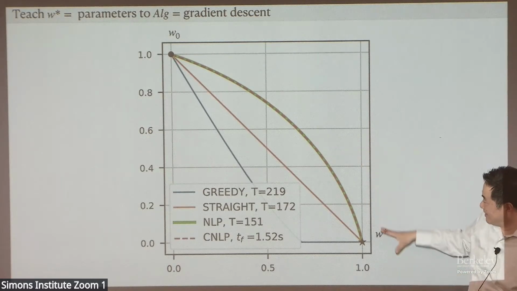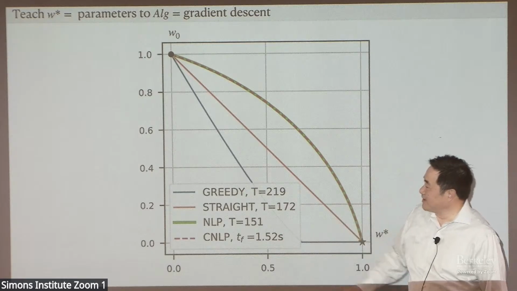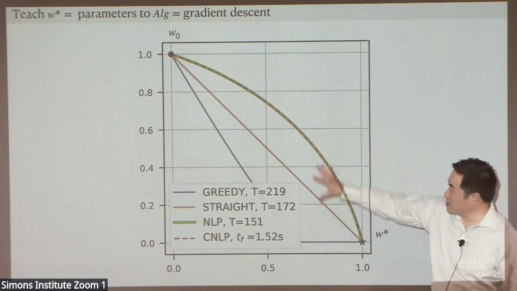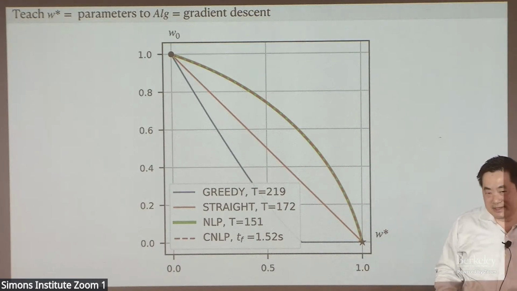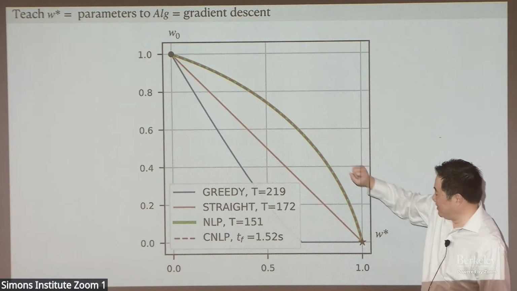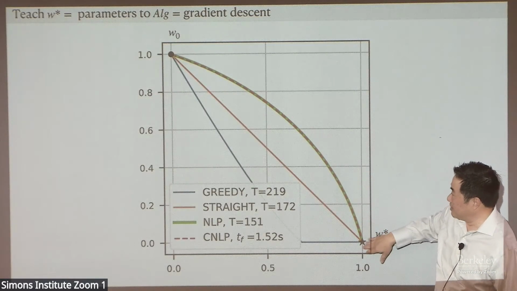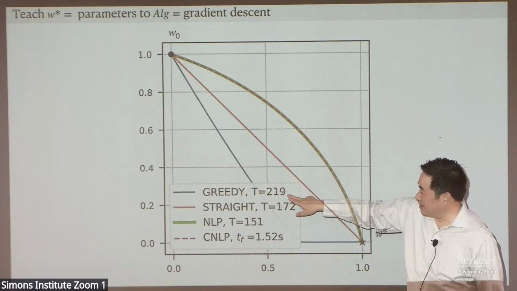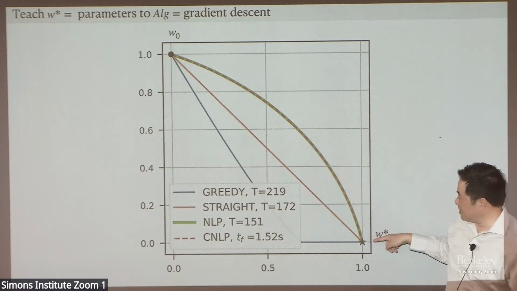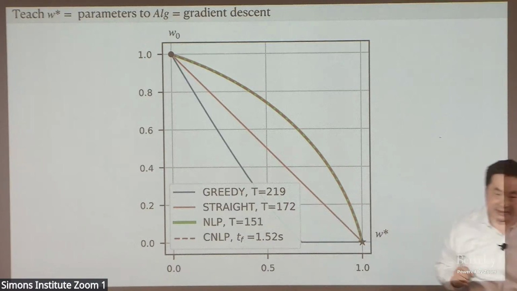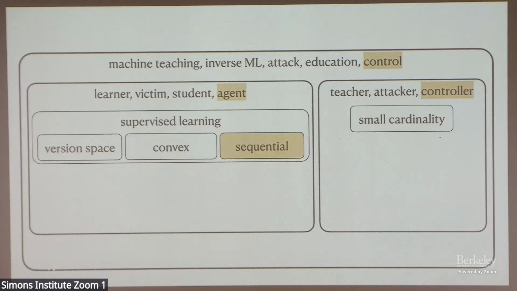Turns out this is the shortest one compared to some other more straightforward heuristics, such as, in each step, greedily get as close to the target as possible. That's greedy, takes longer. Or just shoot straight toward the target. That's also longer. All right, so we just mentioned this teaching extended to the sequential setting, and that becomes much more like a control problem.